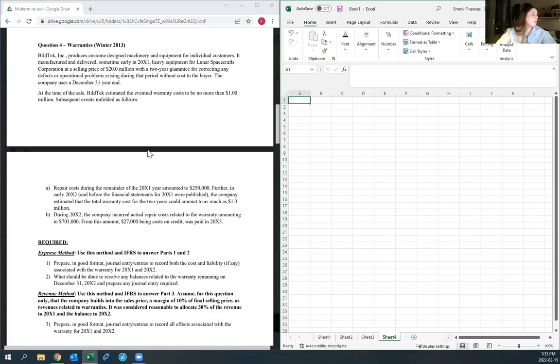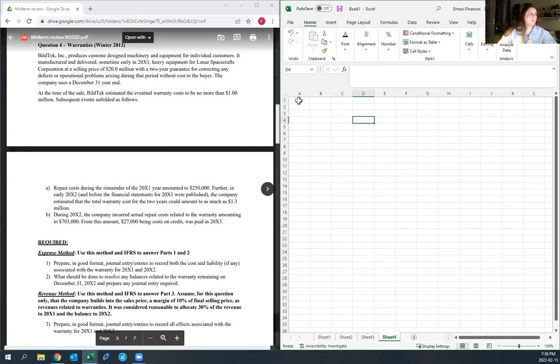Required, so under the expense method using IFRS, prepare in good format journal entries to record both the cost and liability, if any, associated with the warranty for 2011-2012. So we're going to do that first. So under the expense method, and we're going to start with 2011.